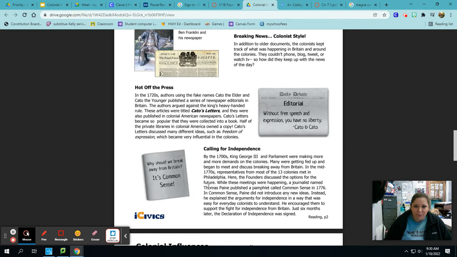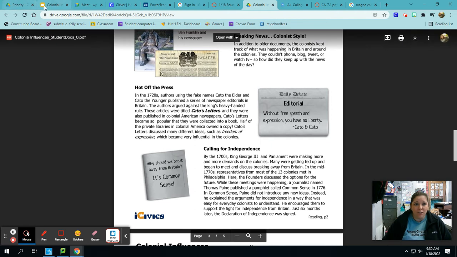This is a big deal because in this pamphlet, he's showing us ideas from European Enlightenment thinkers, which we're going to talk about tomorrow. People like John Locke, Rousseau, Machiavelli, and Thomas Hobbes.